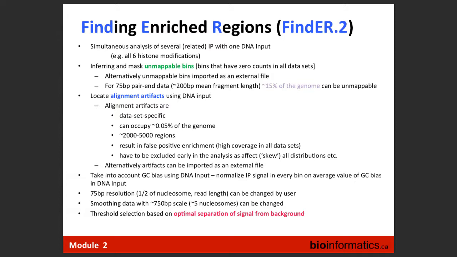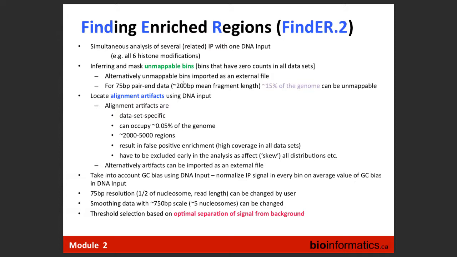So now Finder infers unmappable regions, but we can also provide them as input. If somebody comes to me and says, well, this is my file in the BED format, chromosome start end, which gives unmappable genomic locations, I can also take it and read it. Then it calculates the alignment artifact the way I showed you in the pictures. Now, the important thing probably is that it takes into account GC bias.